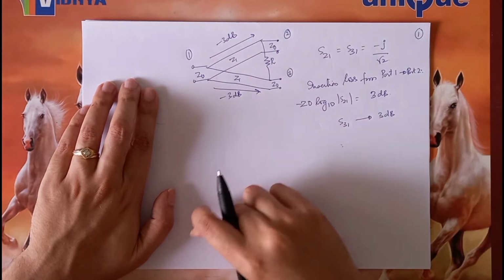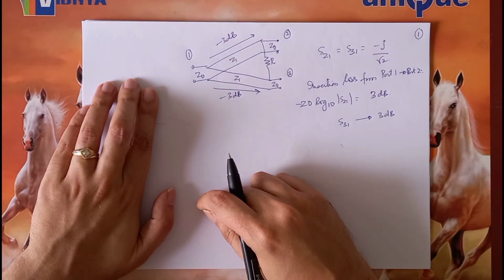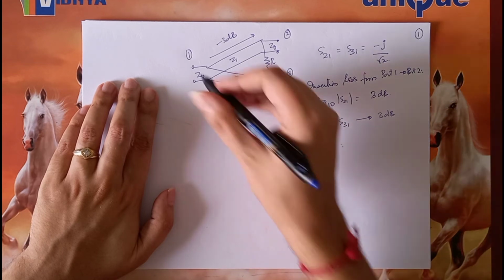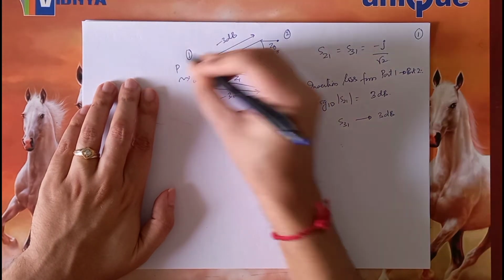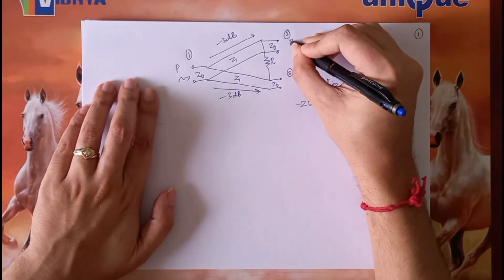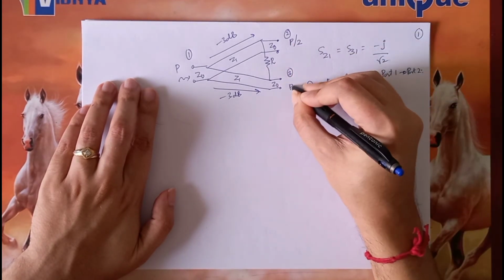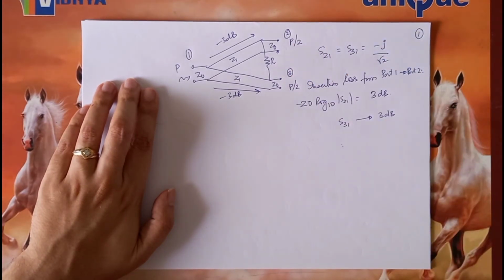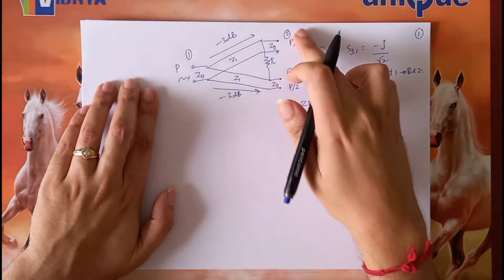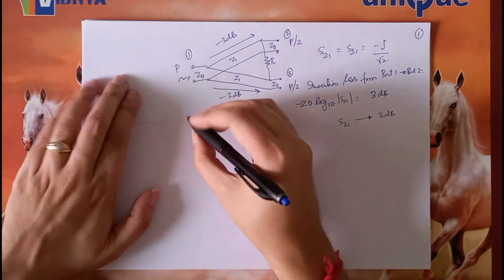So as you know, minus 3 dB has a very special significance. That is, it is indicative of half the power. So if there is some power input at port 1, that is P, the power that is output at port 2 will be P by 2, and this is P by 2. Same at port 3. So this is called an equal split Wilkinson power divider.